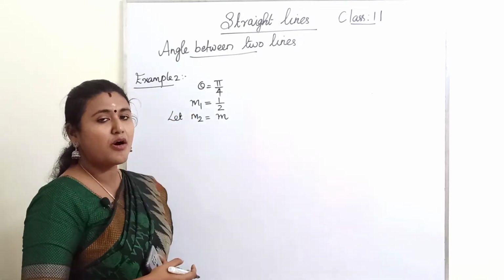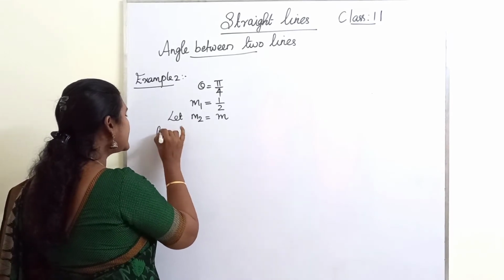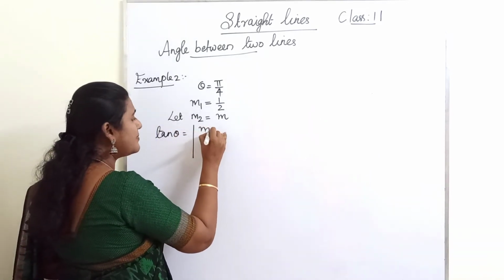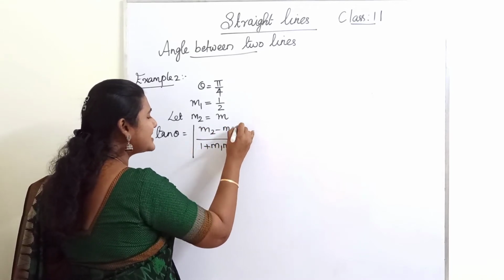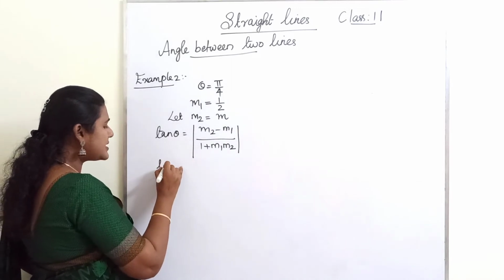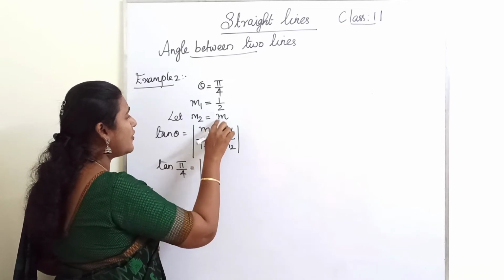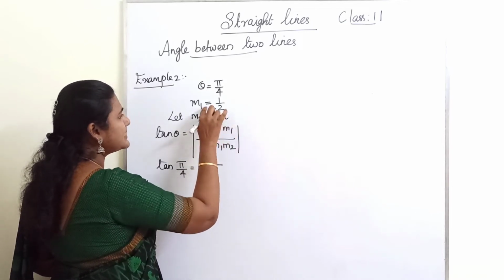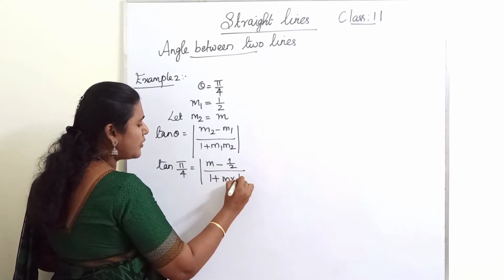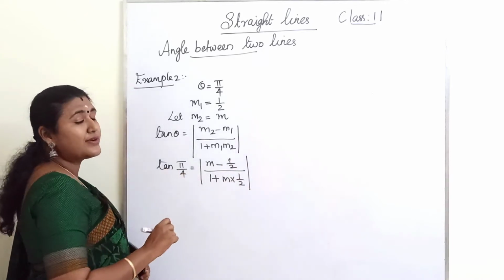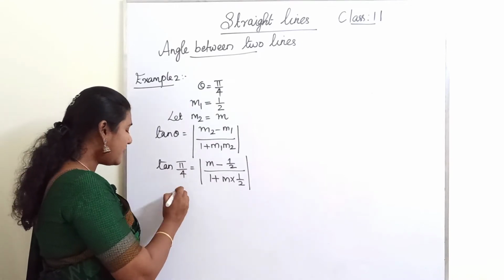Now we will use the formula for the angle between two lines. So what is the formula? tan theta is equal to modulus of (m2 minus m1) by (1 plus m1 m2). So this is the formula. Here theta is given as pi by 4. So tan pi by 4 is equal to modulus of (m minus 1 by 2) by (1 plus m into 1 by 2). Now what is the value of tan pi by 4? Pi by 4 is 45 degrees, so tan 45 degrees is 1.